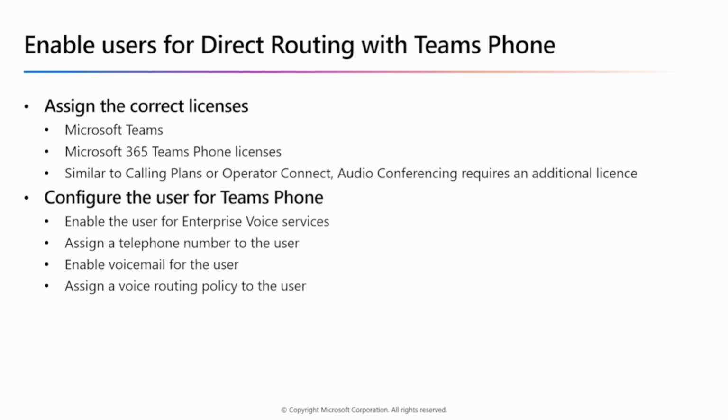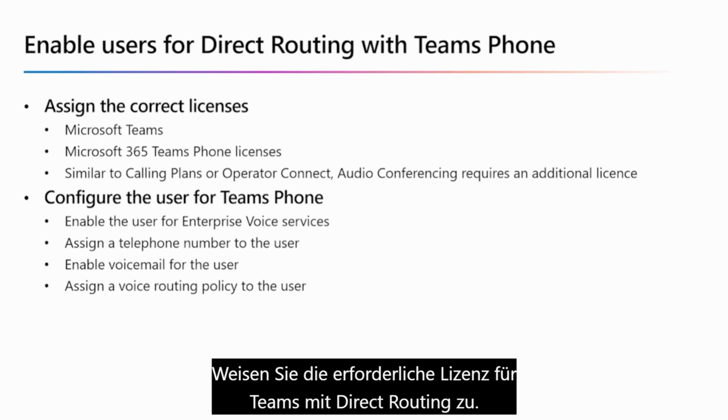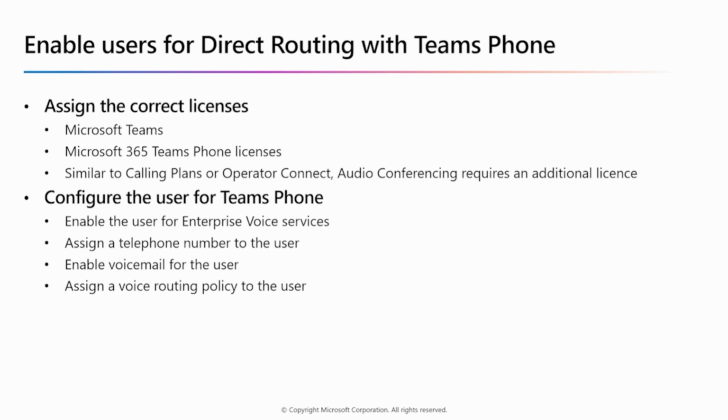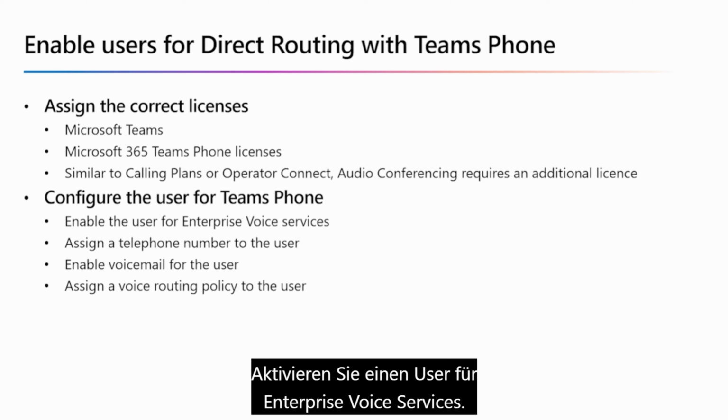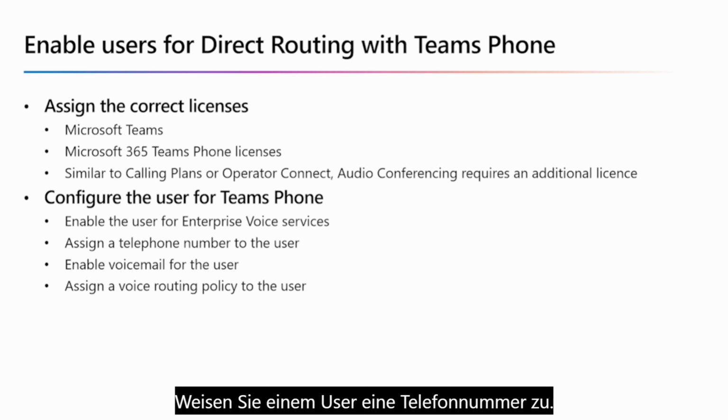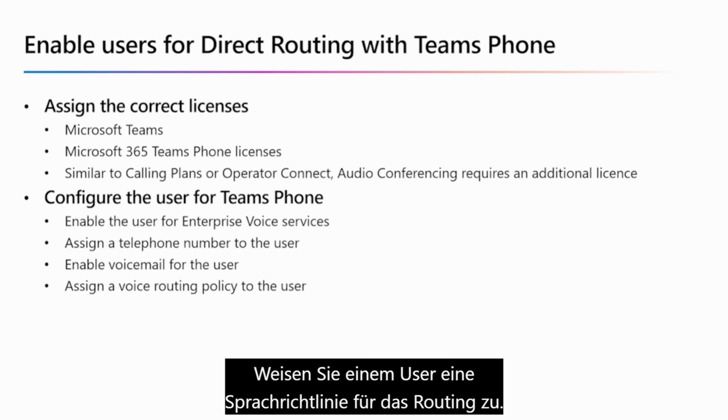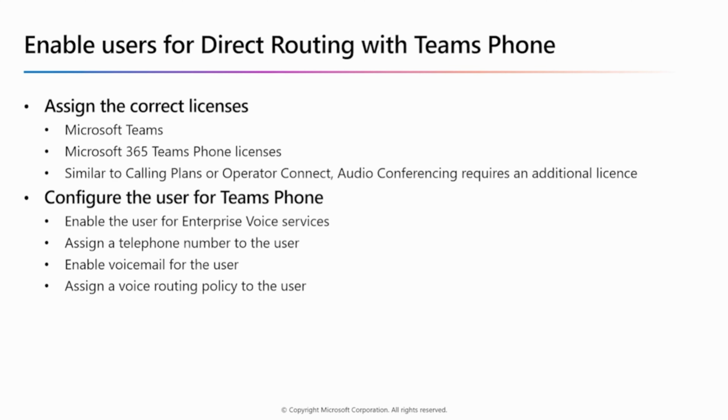After configuring your organization to support direct routing, you will then need to perform the following tasks to enable functionality for a user. Assign the required license for Teams with direct routing. Enable a user for enterprise voice services. Assign a telephone number to a user. Enable voicemail for a user. Assign a voice routing policy to a user.